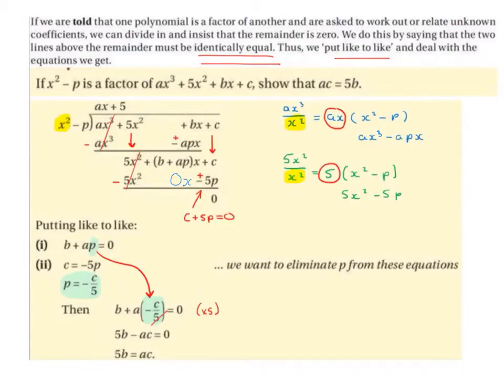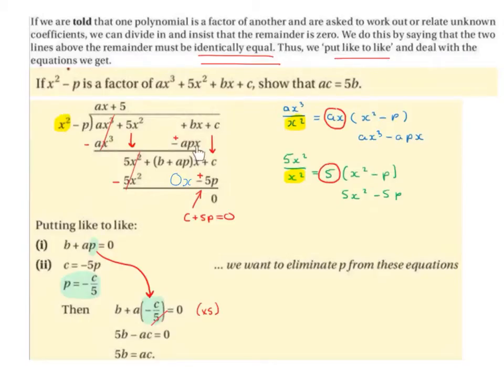Or what we could do is work with the fact that we are letting them be identically equal and put like to like. So when we were working with identically equal polynomials in the last video, anything that was stuck on in front of the x values, we automatically let them equal each other. So since these two expressions are identically equal, we have an x squared, an x, and a constant at the end. So we can let whatever is in front of the x be equal to each other. So b plus ap is going to be equal to 0.